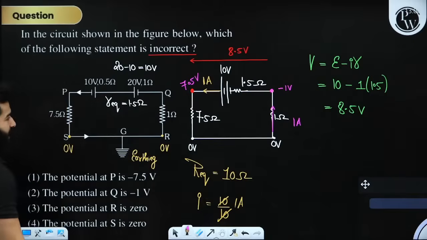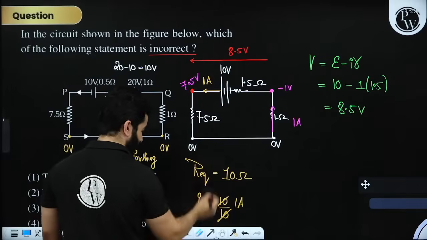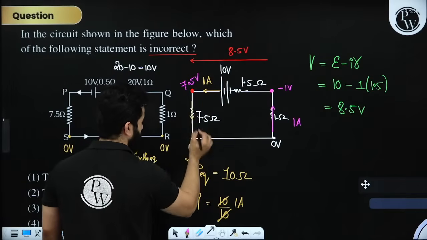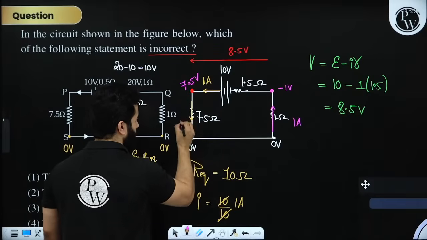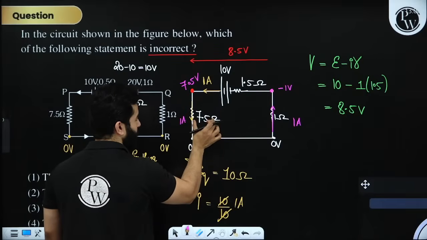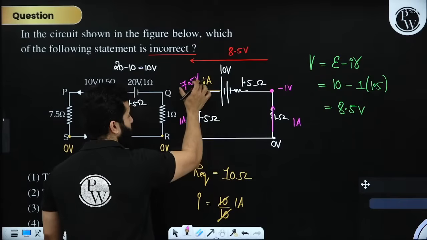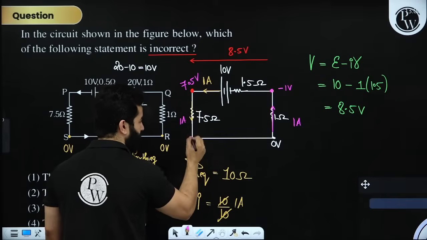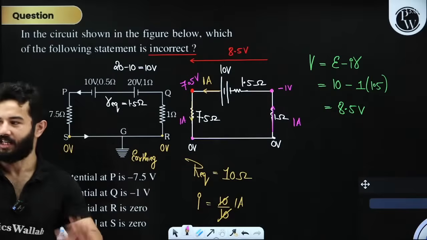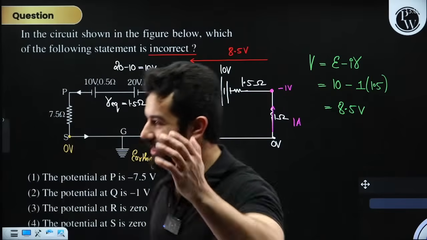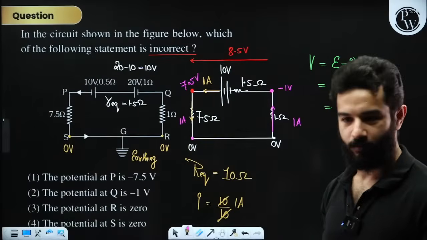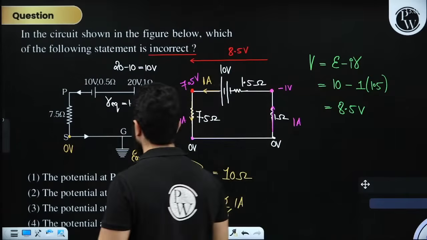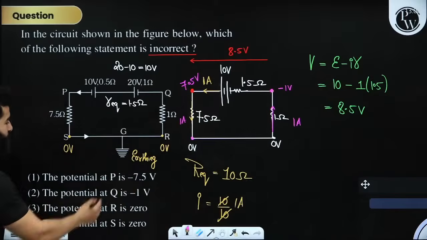Sorted? Done? And you can now check when current will pass through this 7.5 ohm, 1 ampere of current is passing, so there will be a 7.5 volt of drop. So 7.5 minus 7.5, 0. Everything is cool, everything is done. Please write down in the chat box. This is a very nice problem. Clear?